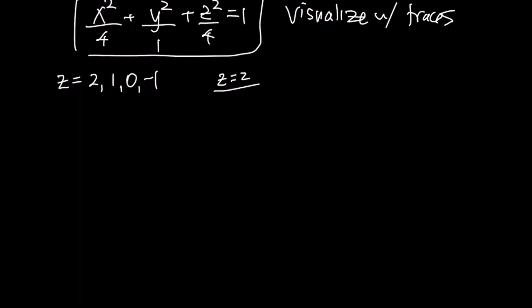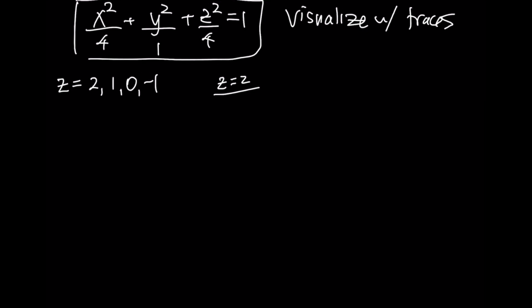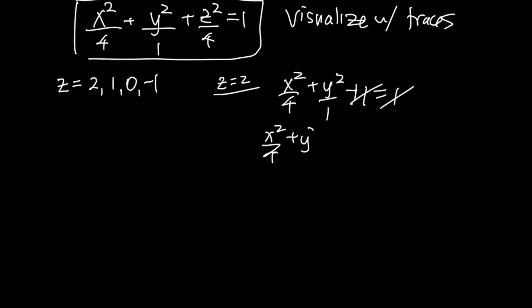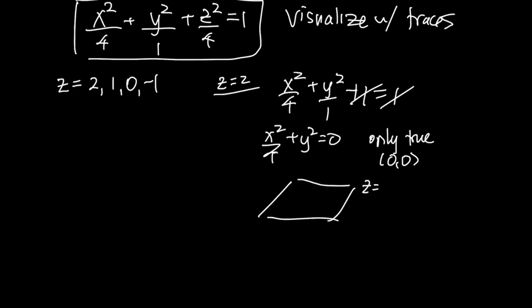So I'll talk about the z equals 2 plane. I'm going to substitute the value of z equals 2 into the equation. I'll have x squared over 4 plus y squared over 1 plus 1 is equal to 1. Those ones cancel out. I'll have x squared over 4 plus y squared is equal to 0. This is only true if x is 0 and y is 0. So if this is the z equals 2 plane, this surface is just a dot in this plane.